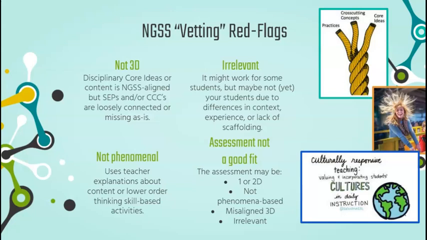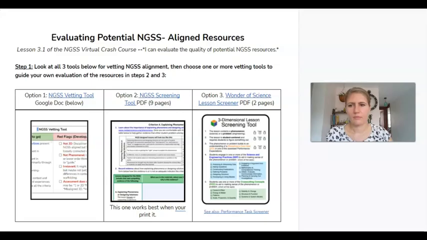Items that are irrelevant, so that could work for students in one context but maybe not your students yet. Or situations where you find that the assessment is not a good fit for the overall unit. There are many engaging science lessons that you'll find that have a lot of traditional or rigid closed-ended exam items at the end of them. So make sure that those assessments, just like a good unit, are also three-dimensional, phenomena-based, and relevant to your students.